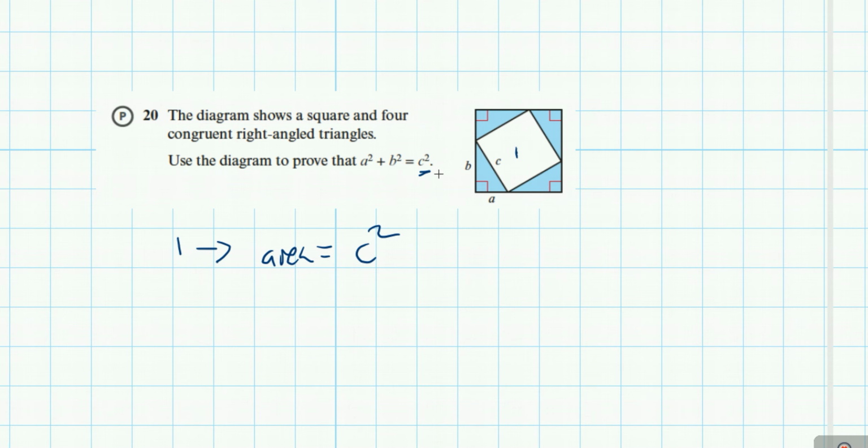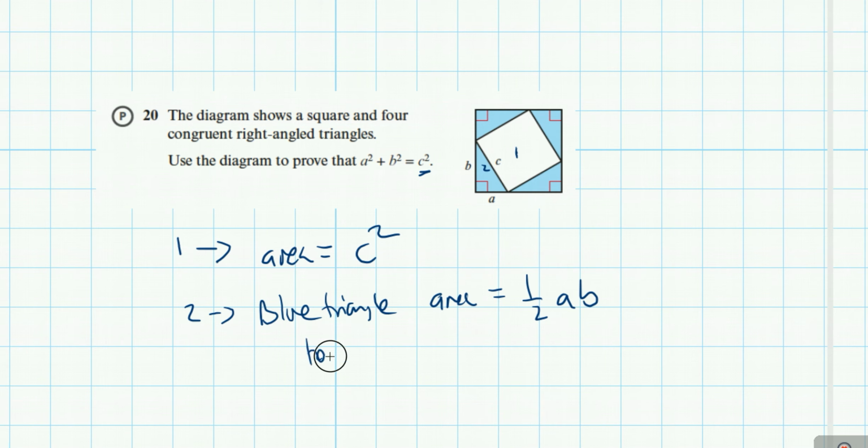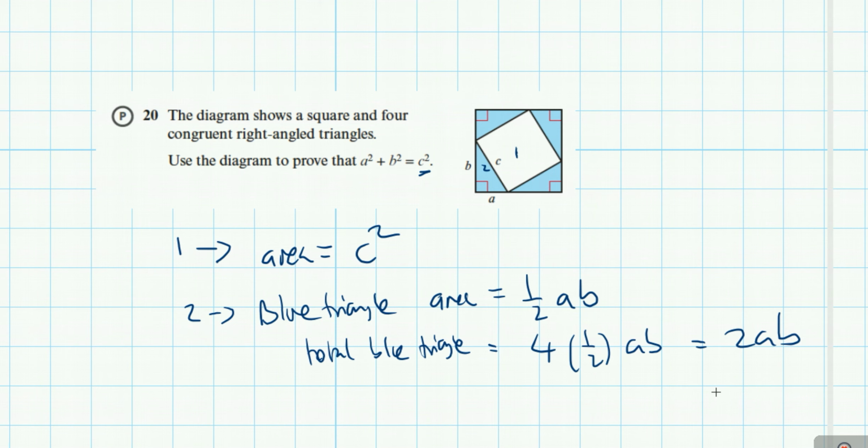So another thing that we can do is the areas of the blue triangle. So the blue triangle has an area equal to a half AB. And the total of the blue triangles in this one is going to be 1, 2, 3, 4. So it's going to be 4 times a half AB. So that's equal to 2AB. Again, that might be useful.